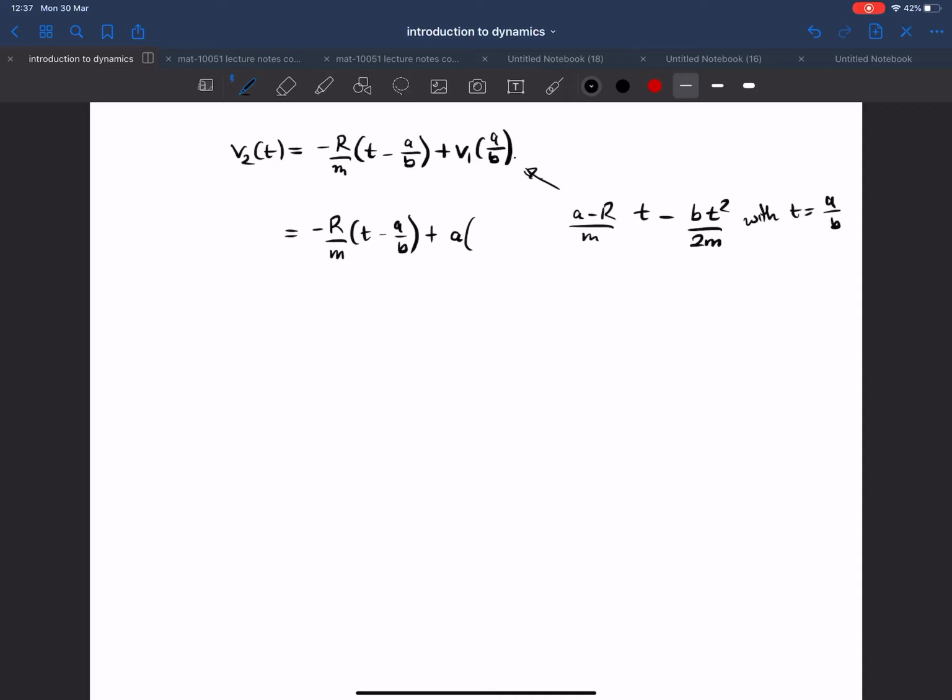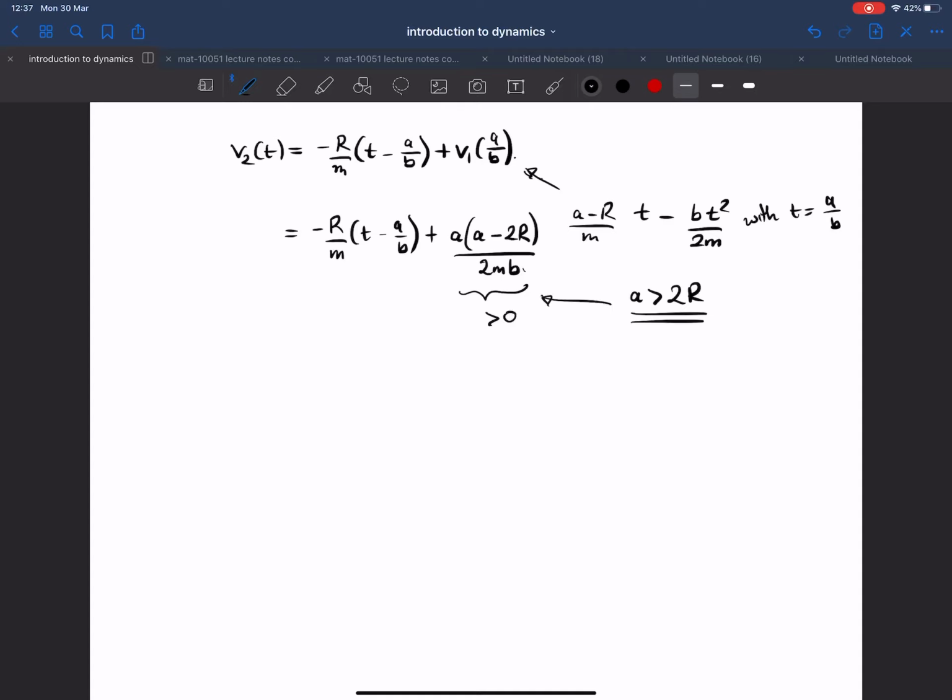A multiplied by A minus 2R over 2MB. And this makes sense. In order to stop in this period, remember that A should be greater than 2R, because if it's less than 2R, you're stopping in the first period. So this velocity here, V1 of a over b, is positive in this case.